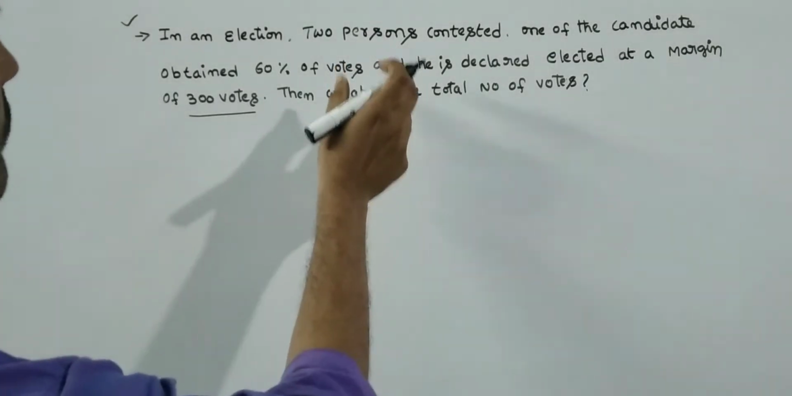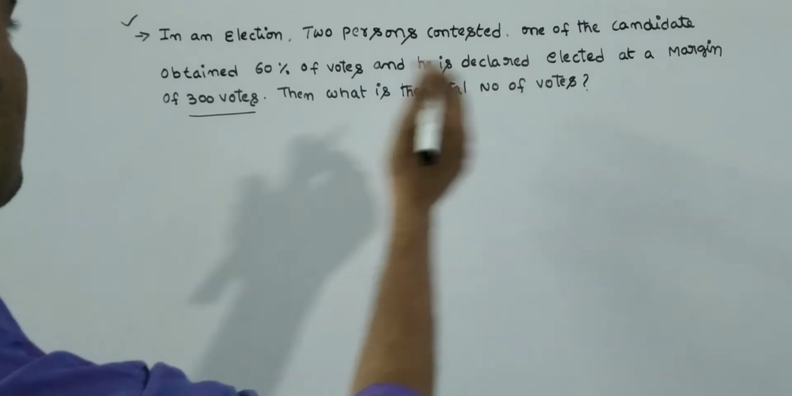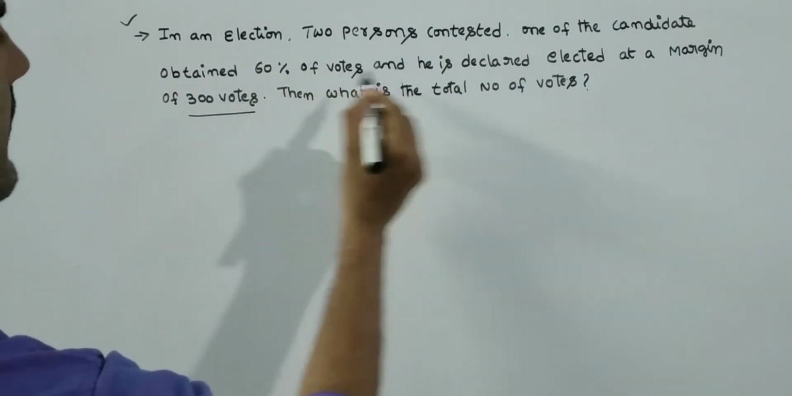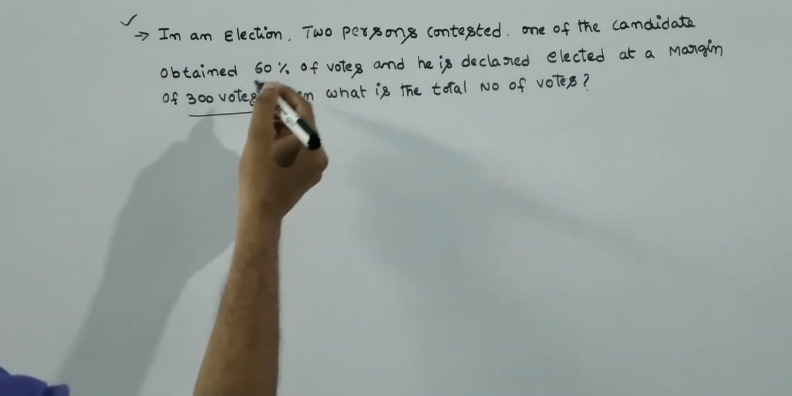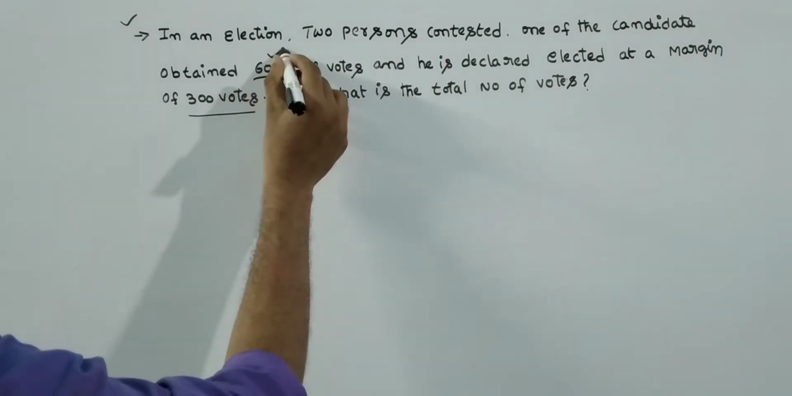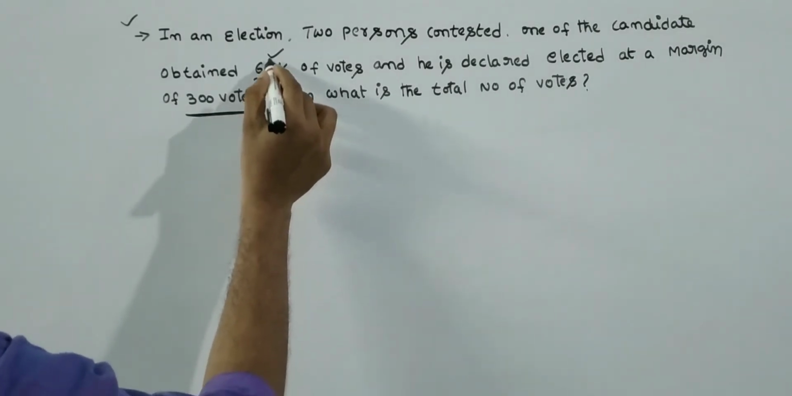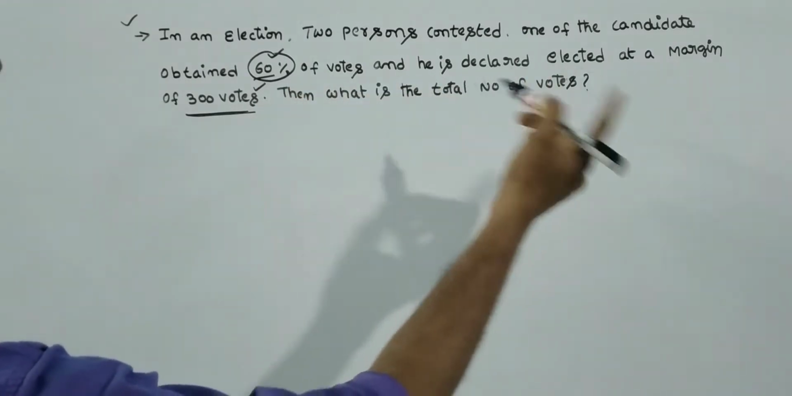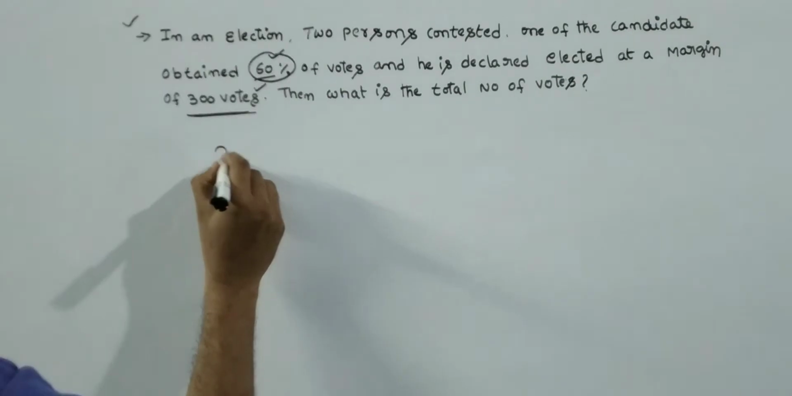See friends, now we will solve this one with a shortcut method. What he has given: first candidate got 60% of votes. He is declared elected at a margin of 300 votes. Total votes is 100%. Out of 100%, first candidate got 60% votes and he got the majority of 300 votes. The 60% votes means the remaining 40% votes the second candidate got. That means the difference between the two candidates is 20%.